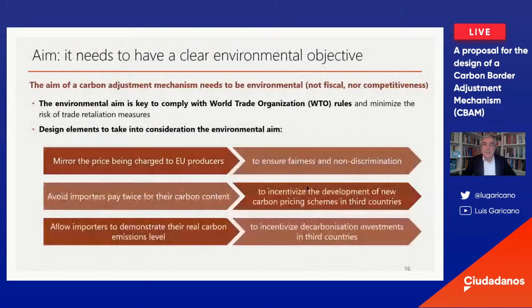First, what's the objective of the carbon adjustment mechanism? The carbon adjustment mechanism must have an environmental and not a fiscal objective. It needs to be clear that we are doing it for the environment, not trying to help our companies hurt the others.